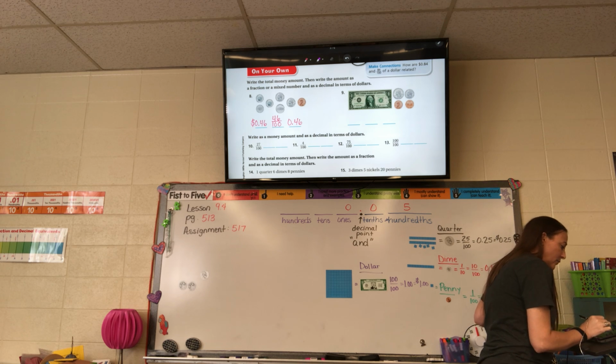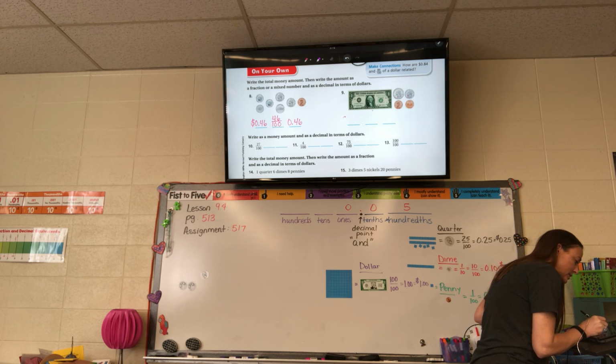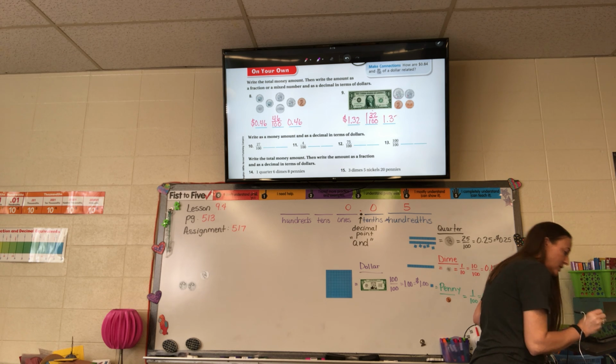Okay, here we have 1 whole dollar and 25, 31, 32 cents. So $1 and 32 cents is the same as 1 and 32 hundredths.